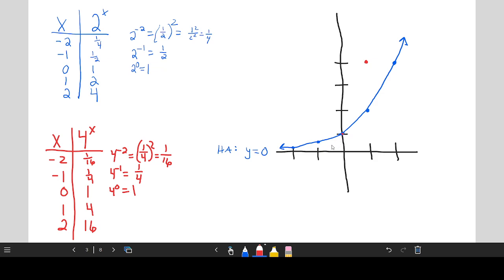If we go the other direction though, we have the point (-1, 1/4). That's going to be below the point we had on the other graph, which was (-1, 1/2), because 1/4 is less than 1/2. And then 1/16 is going to be less than 1/4.